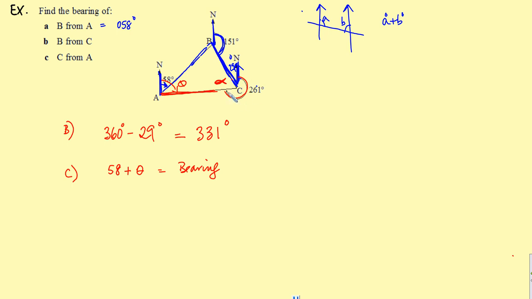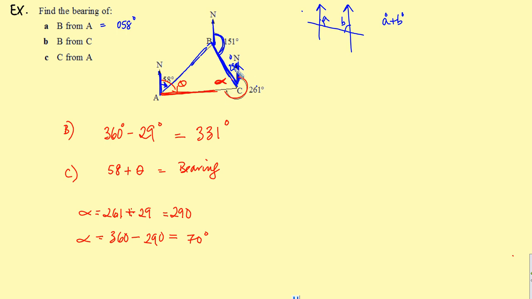All right, so because we know that 261 plus 29, that's going to give me an angle measure of 290, and when I subtract that from 360, that will tell me that the angle measure internally of alpha is going to equal 70 degrees.